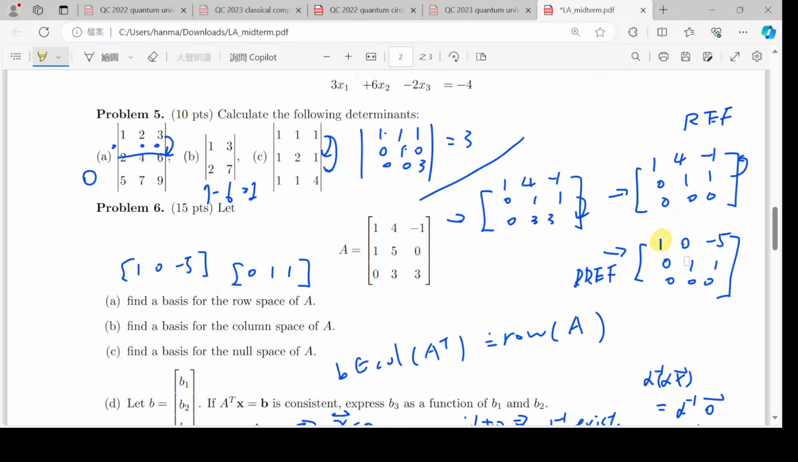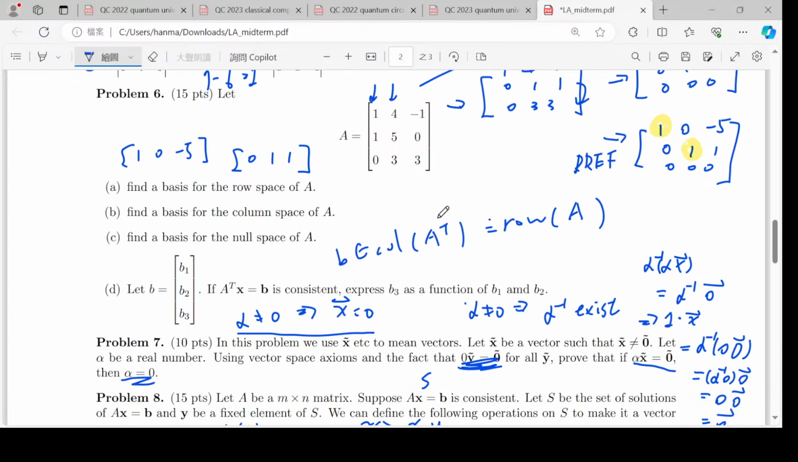Pivot here 1 and 1, and we look back to the original columns of A. So we know those two columns are a basis for the column space of A: 1, 1, 0 and 4, 5, 3. And then we want to find the null space of A.